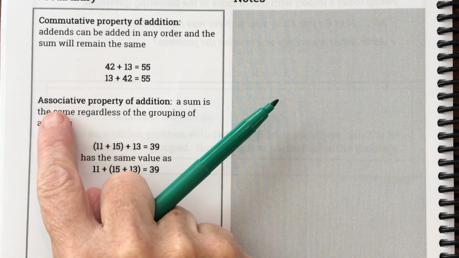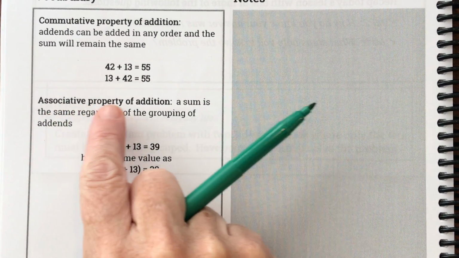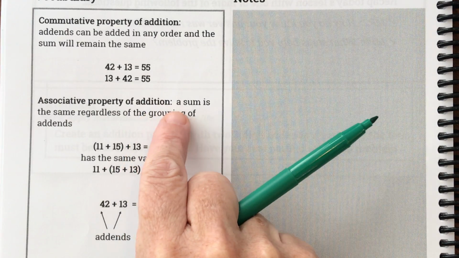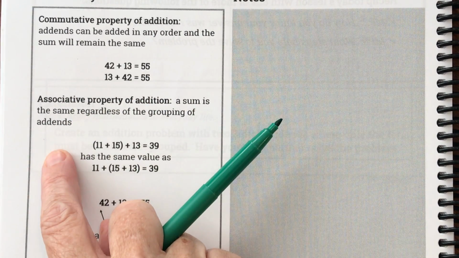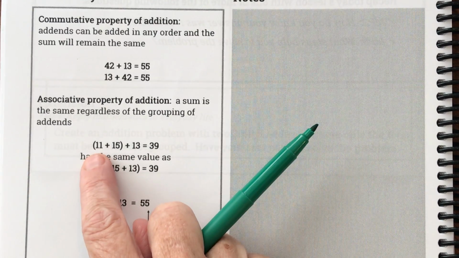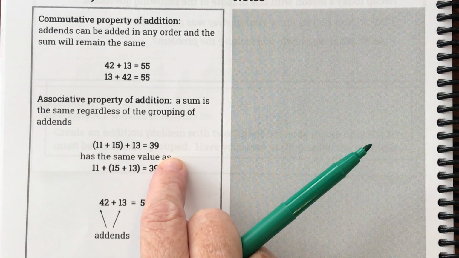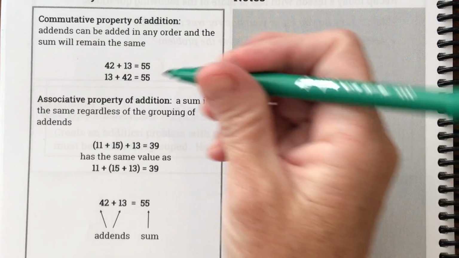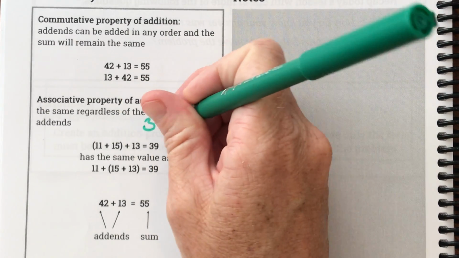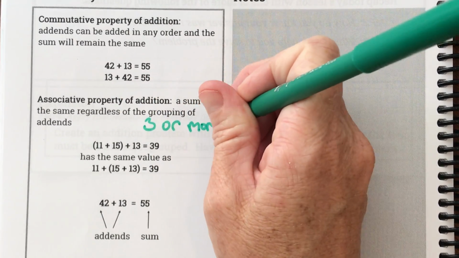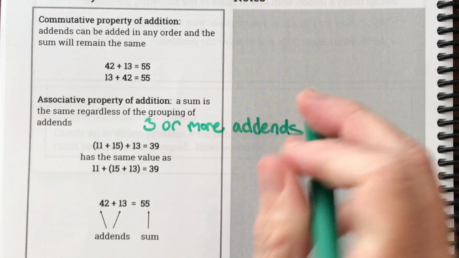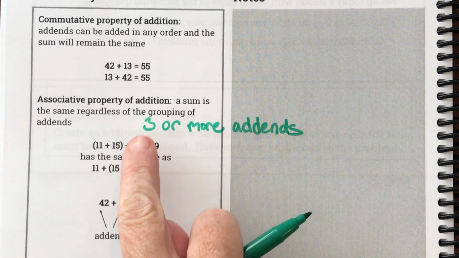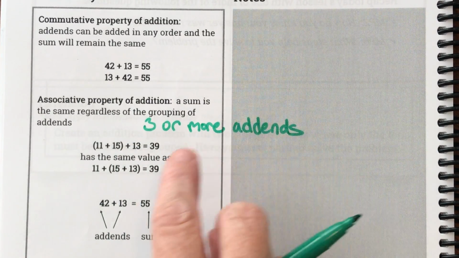Okay, the other property we're going to use today is associative property of addition. It says a sum is the same regardless of the grouping of addends. So here I have 3 addends. In the associative property, you're always going to have 3 or more addends. If you want to pause to write that. For the associative property, you're always going to have 3 or more addends.